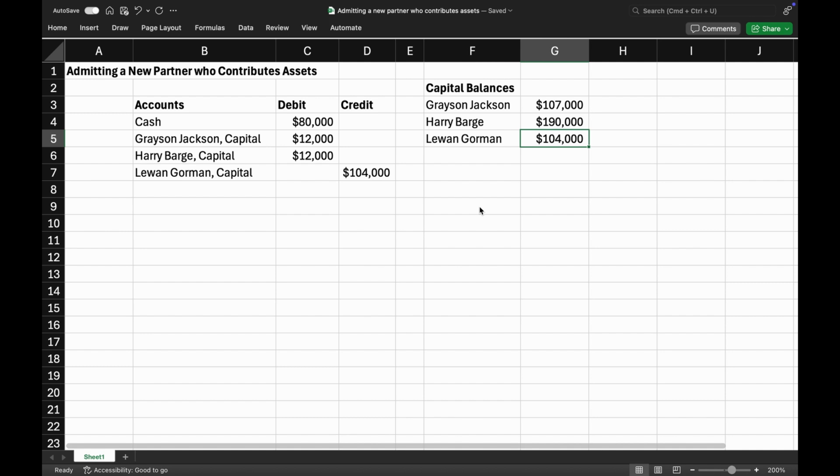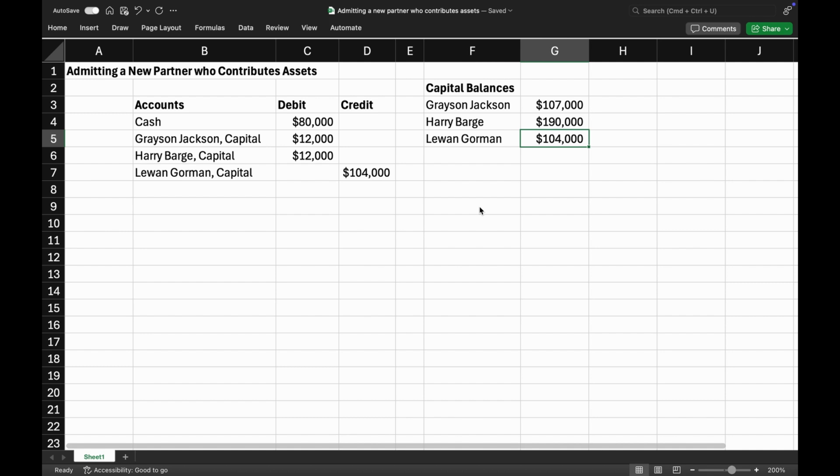For example, if the market price of land doubled prior to admitting new partners, the existing partners should realize the increase in the value of the land in their capital accounts prior to the new partner's admission. Otherwise, the new partners would share in the increase in the market value, which isn't fair as they did not help buy or improve the land.